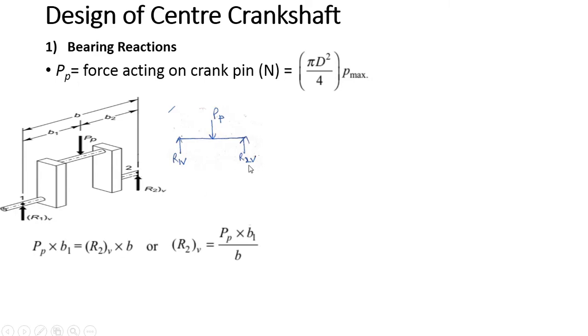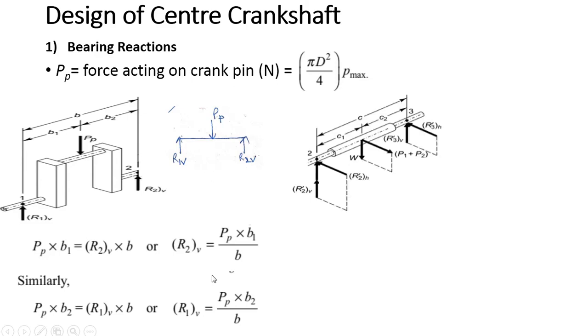Similarly you will get the value of R1V by taking the moment about this bearing 2. So about bearing 2, what will you get? R1V into B and PP into B2. This distance is B2. Again make it equal, because clockwise is equal to anti-clockwise. You will get the values of R1V and R2V like this.